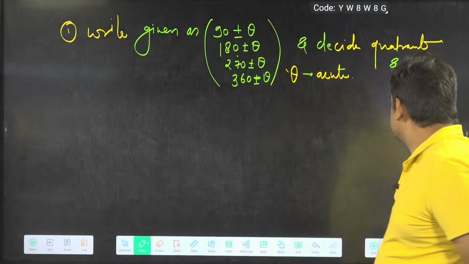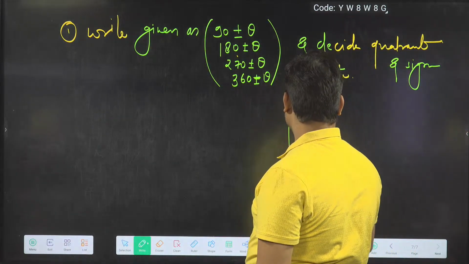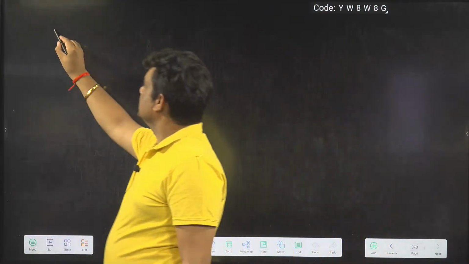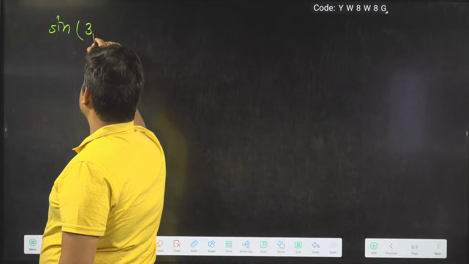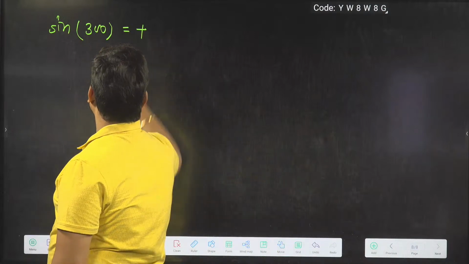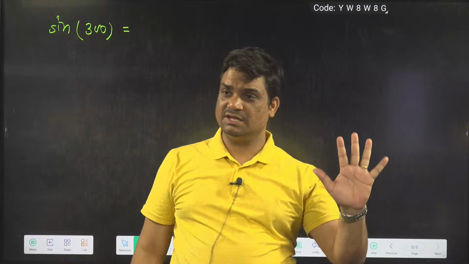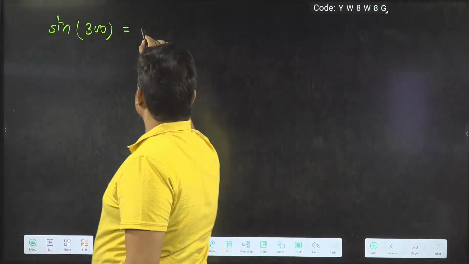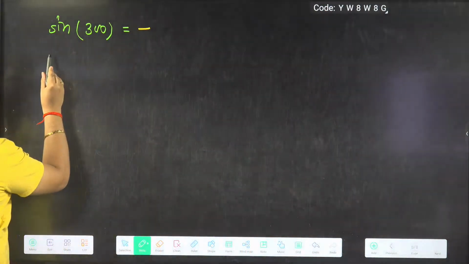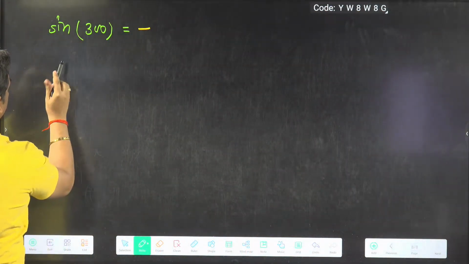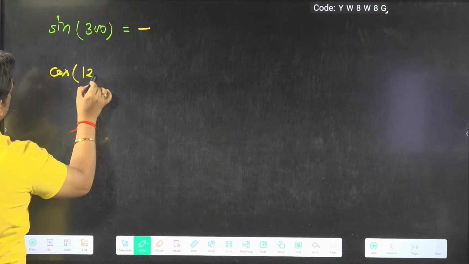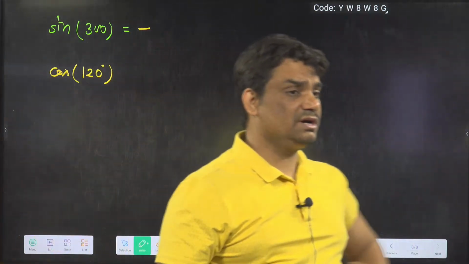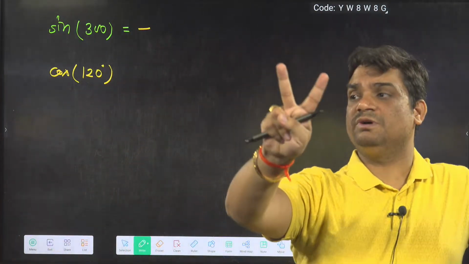If I am asking here sine, suppose sine 300, it is positive or negative? First of all, it is in the fourth quadrant. In the fourth quadrant, sine is negative. So first I am saying that you have to decide the quadrant. Like if I say cos 120, 120 is in which quadrant? I am not saying the value, value I will tell later on. You can say second. In the second, cos is negative.